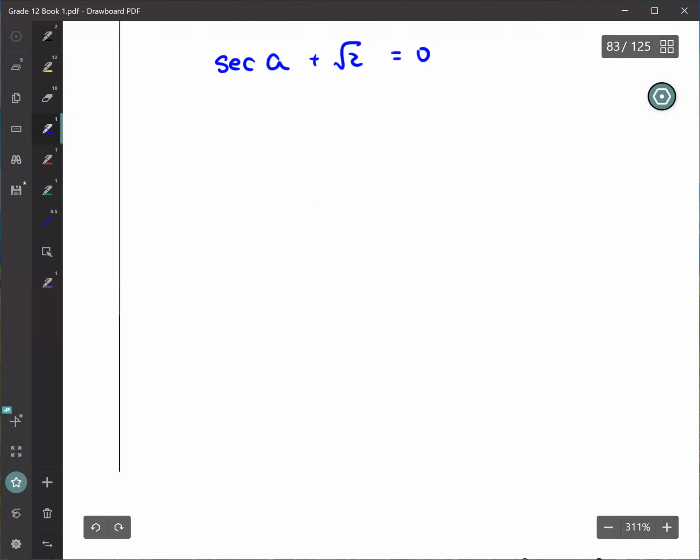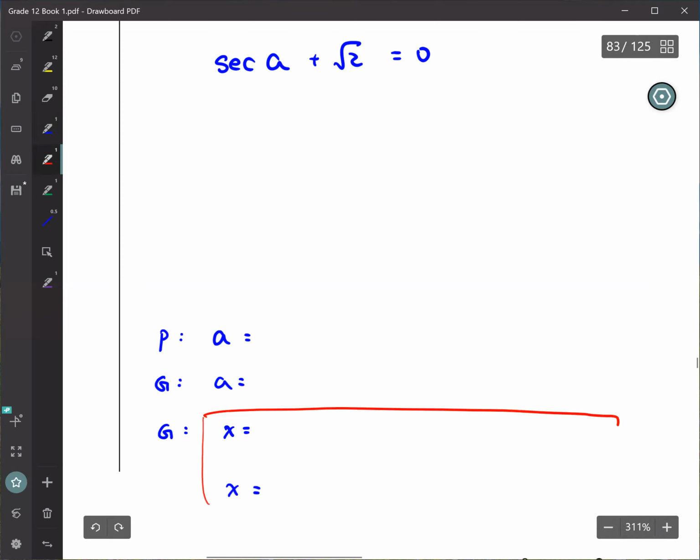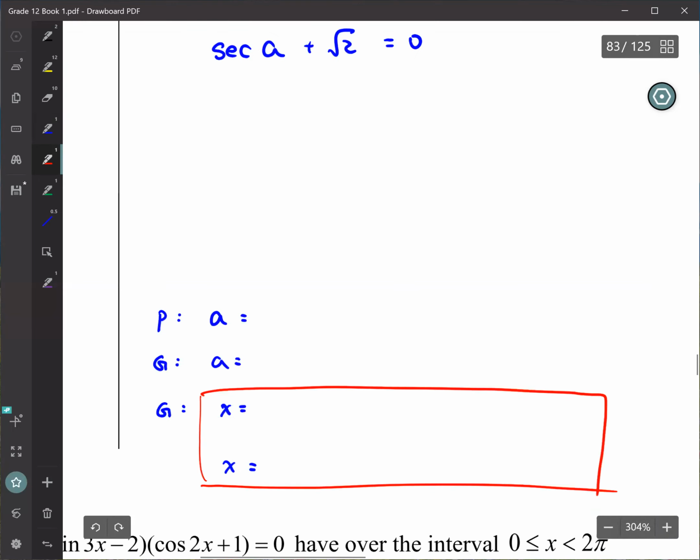Focus on finding a. So you do the same thing, get the principal, general. Principal for A, general for A, general for X, and finally in domain, okay? So let's see if we can carry out all the way to the end this time. Okay, so if you get the final answer, please raise your hand.